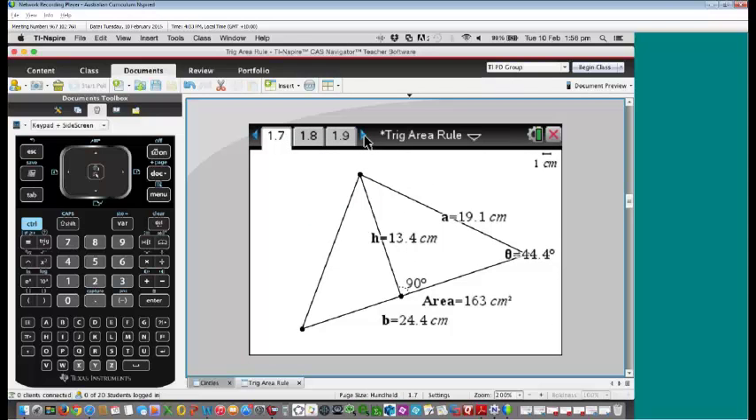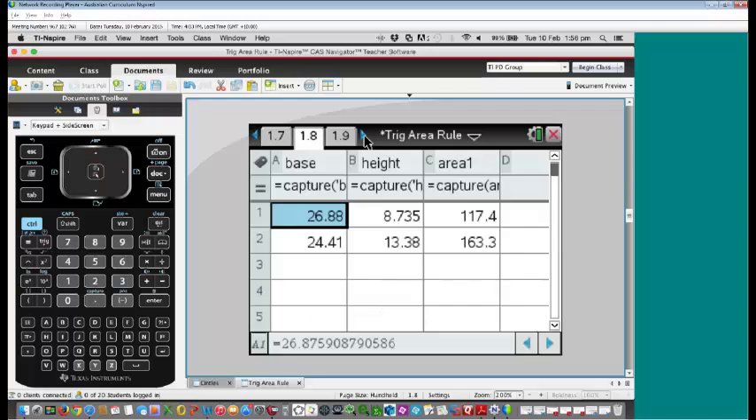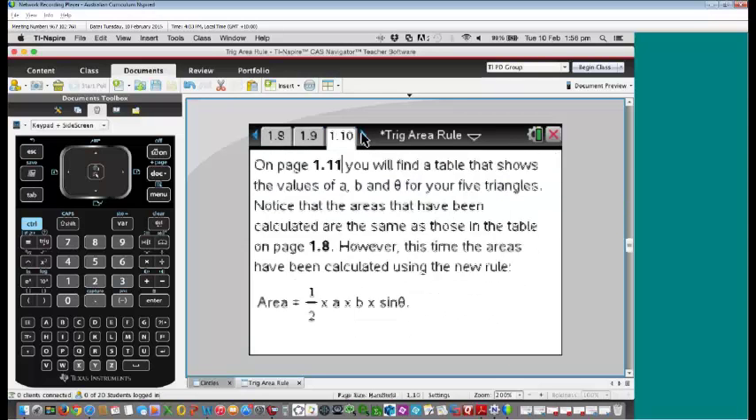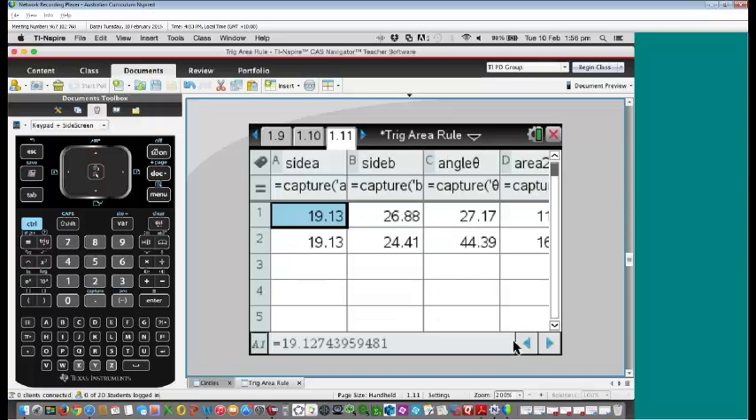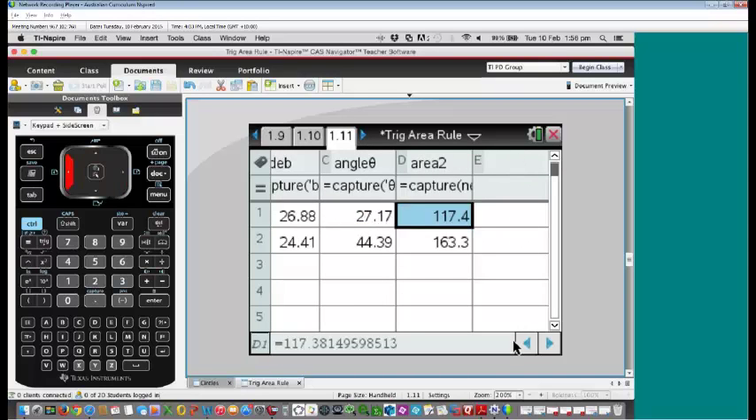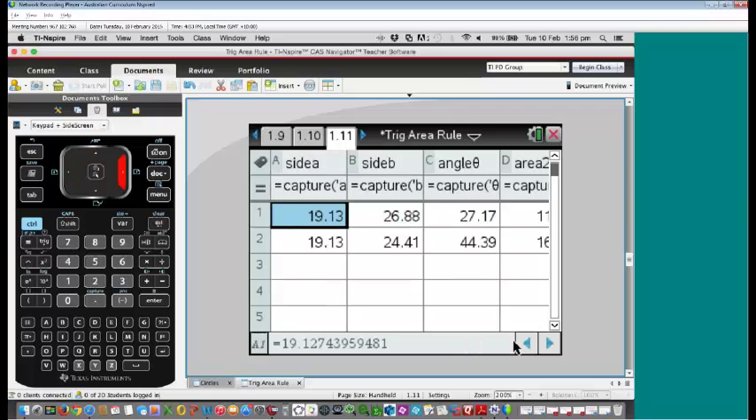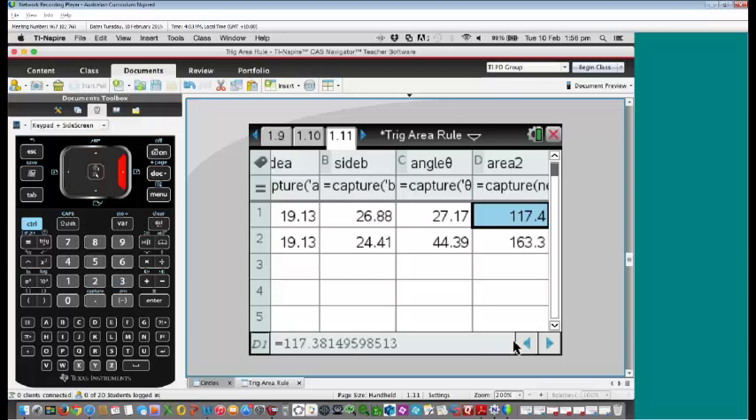And what you'll notice is if I now scroll through and look at the areas for this, and then go through, the students are getting the same area, but again using different information to get the same areas. So what this is confirming for the students is that there's different ways of working out the area of a triangle. They don't have to just use a half base times height.